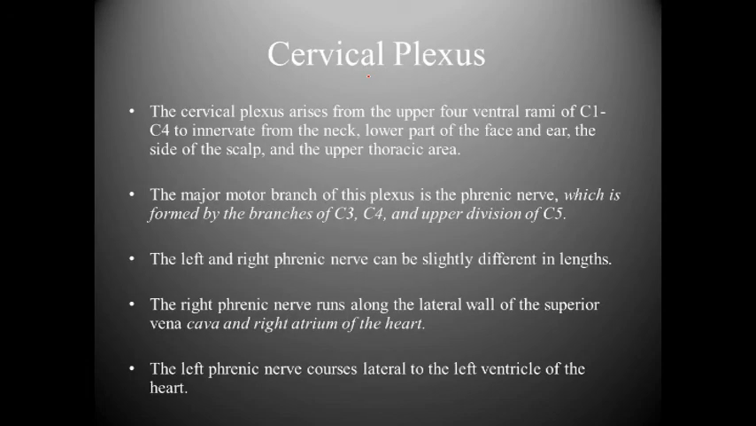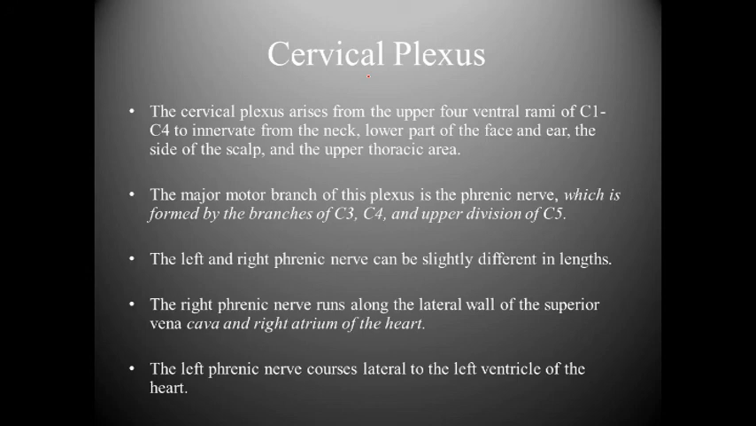The cervical plexus. The cervical plexus arises from the upper four ventral rami of C1 through C4 to innervate the neck, lower part of the face and ear, the side of the scalp, and upper thoracic area. The major motor branch of this plexus is the phrenic nerve, which is formed by the branches of C3, C4, and upper division of C5.